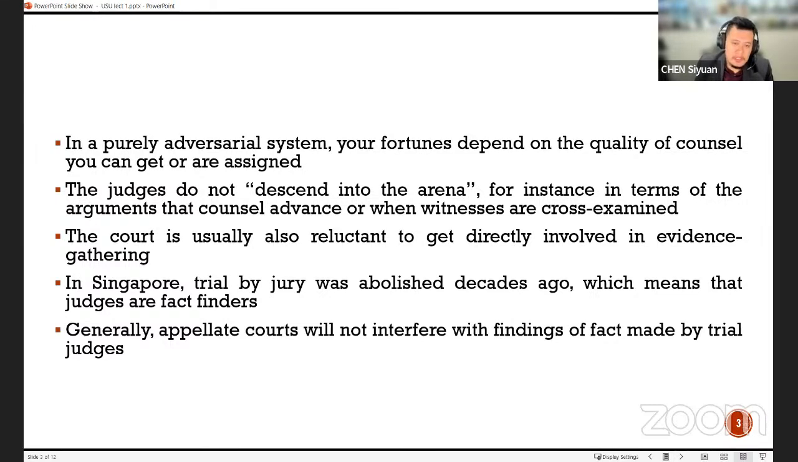And of course, this raises questions about access to justice, right? Because why should justice be dependent on who you can afford to hire? But that's something that I think the Singapore legal system is trying to gradually change.